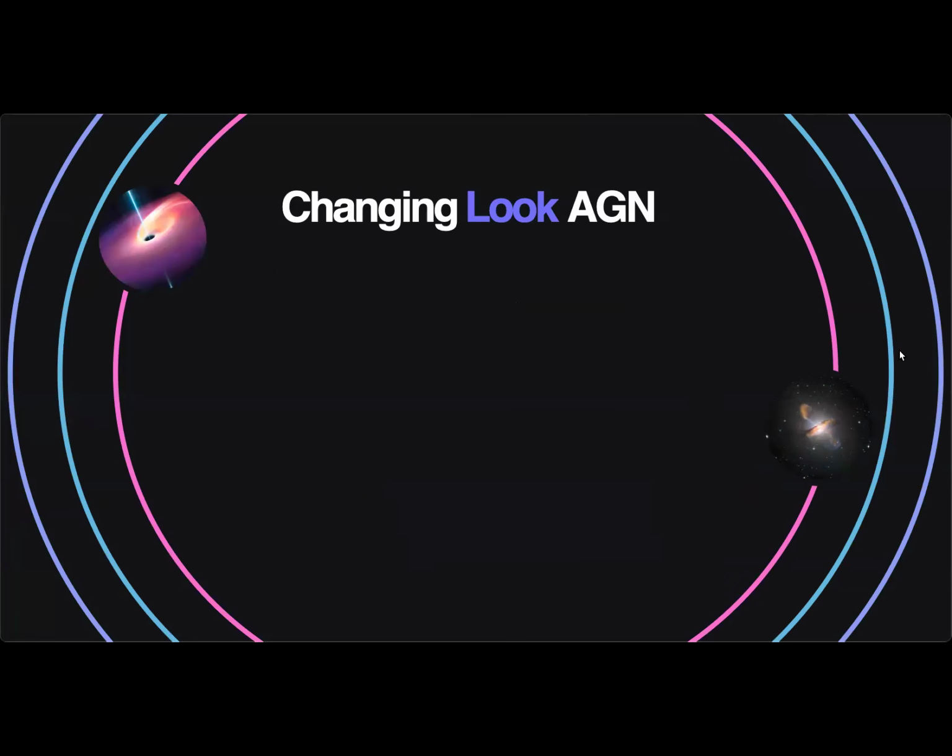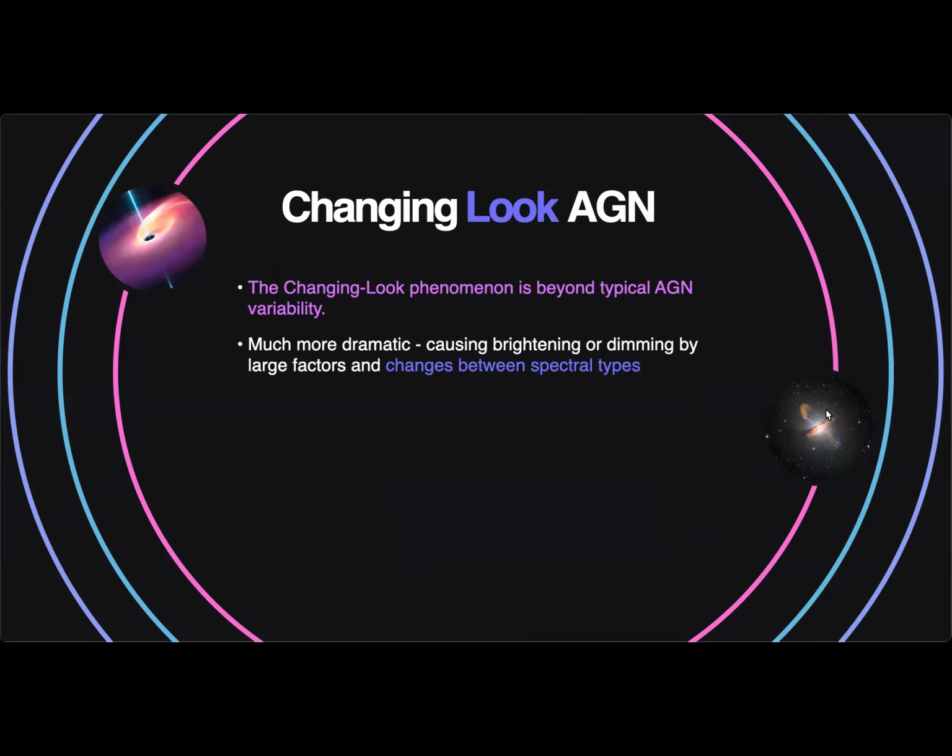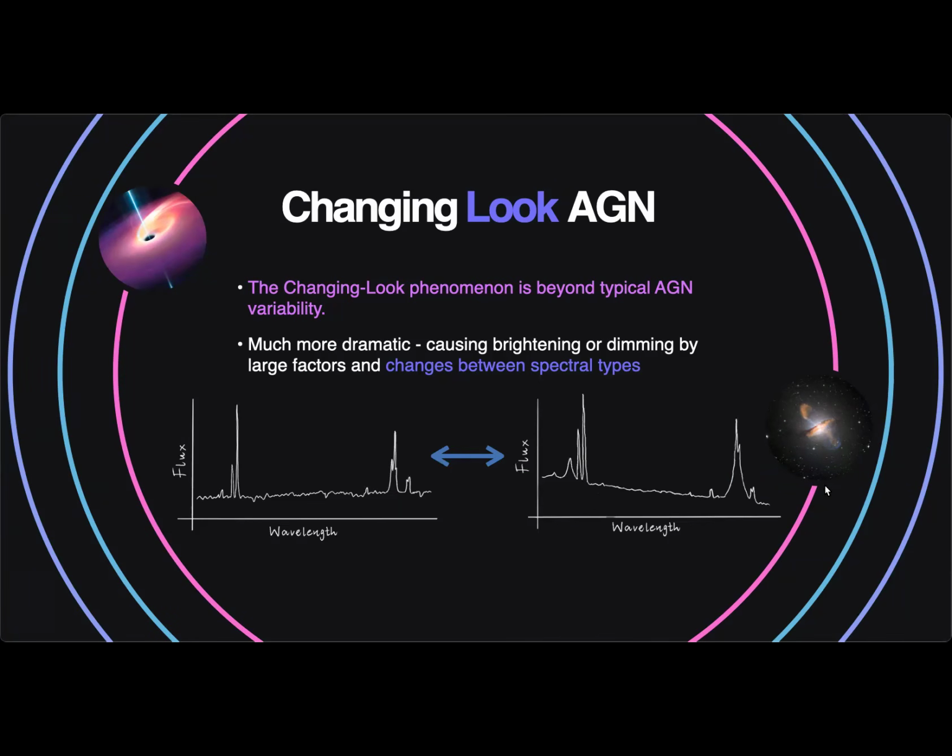So we all love changing look AGN. This is a phenomenon that is further and more than typical AGN variability, much more dramatic, causing brightening or dimming by large factors, and in particular, changes between observed optical spectral types. So we observe things to transition between type 1 and type 2, gaining or losing continuum emission, and gaining or losing broad line emission. To be honest, I think I pulled this number out of the last meeting that we had last year, but I'm hoping that we can actually take away this question mark at some point.